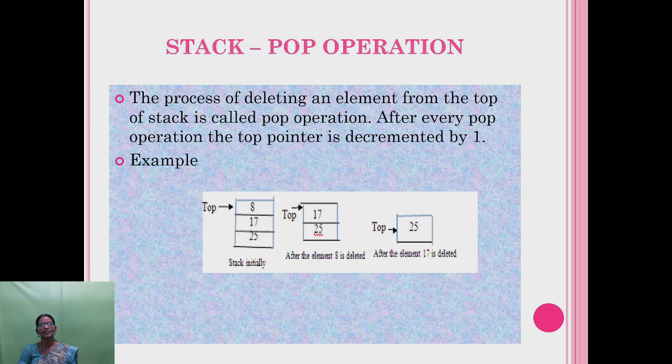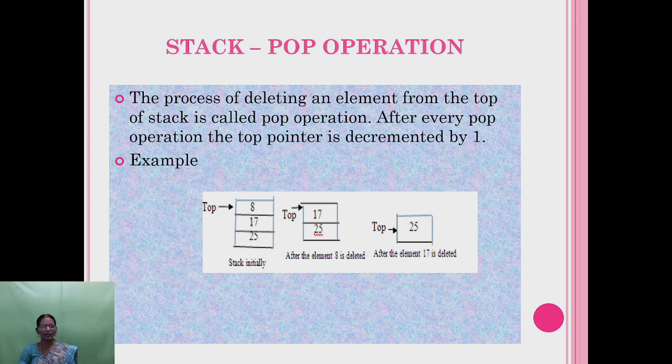The stack is initially full. The data stored is 25, 17, 8. Whenever you do the pop operation, the top element is removed first, because we know the stack is last in first out. The value that was inserted last is deleted first. Which one is the top item? This is 8, so 8 is deleted first.